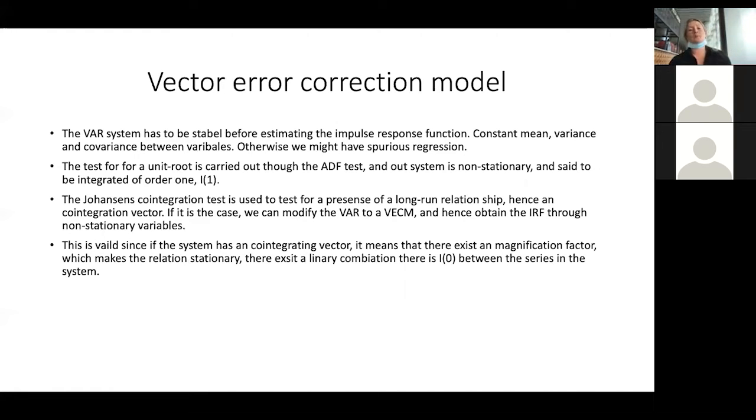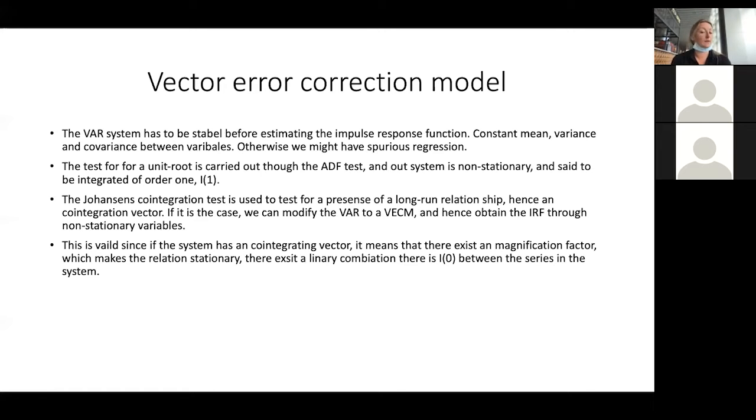But there's a problem. If the VAR model is not stationary, meaning it does not have constant mean, variance and covariance, we might have spurious regression, where we think there exists a relation between variables even though there doesn't. So we tested through the augmented Dickey-Fuller test whether there was a unit root, to check if the system was stationary. The system was non-stationary, and our variables are all integrated of order 1.